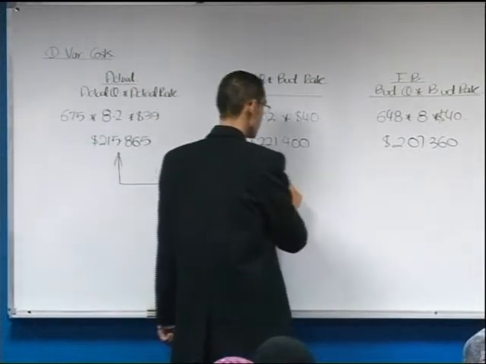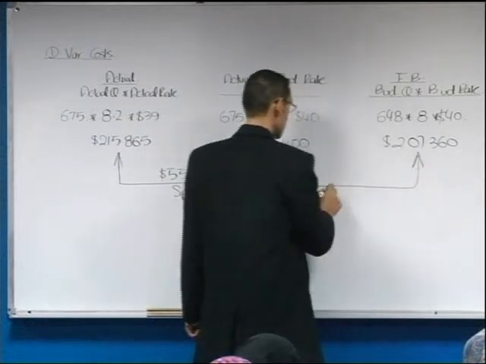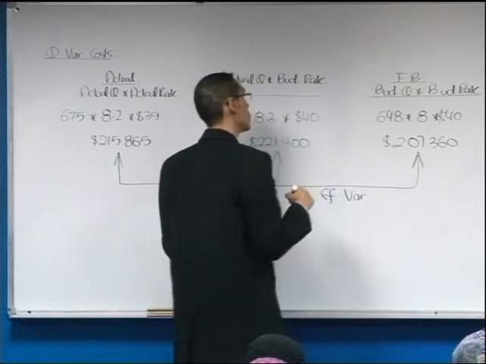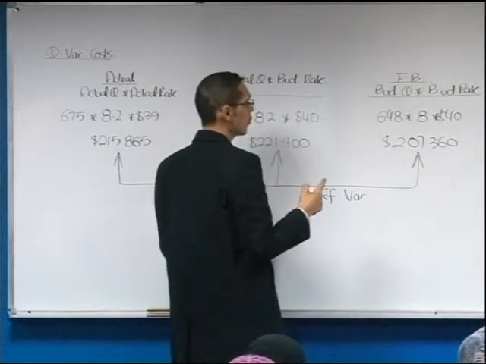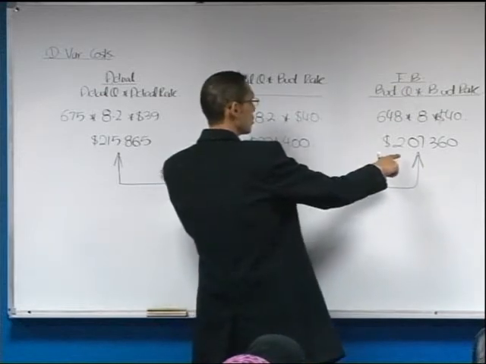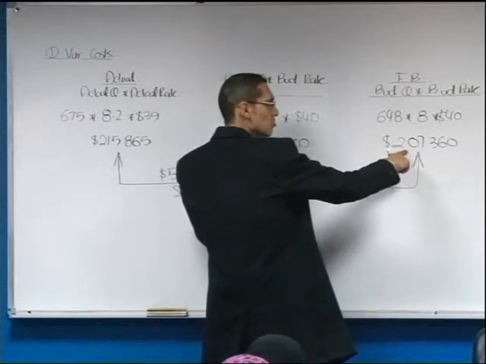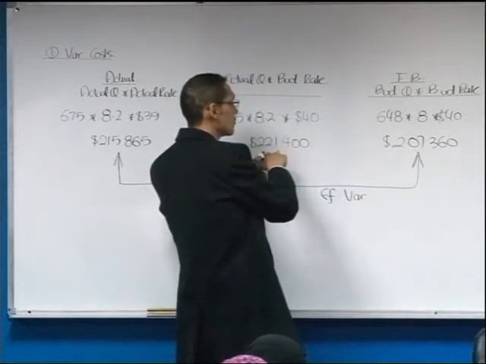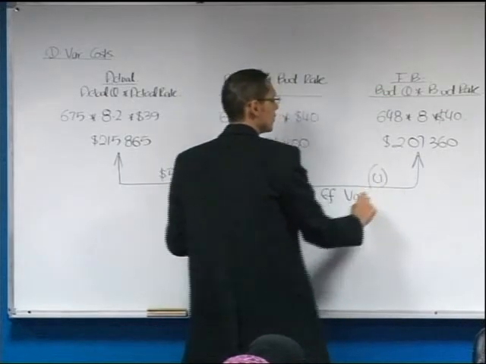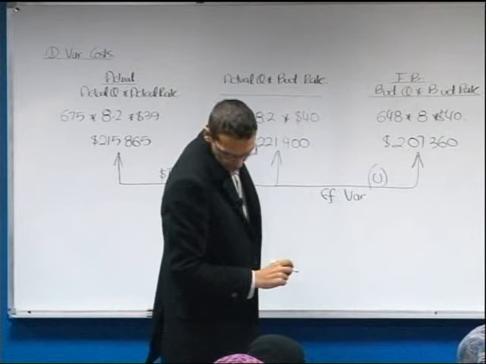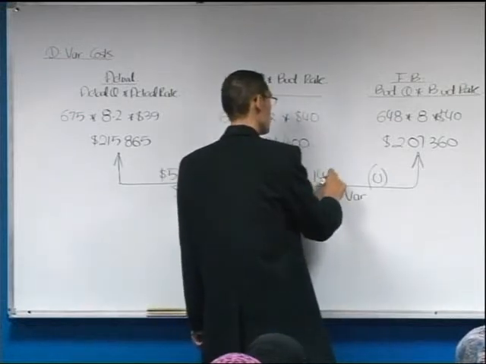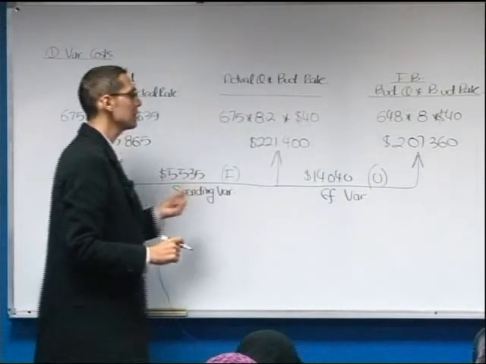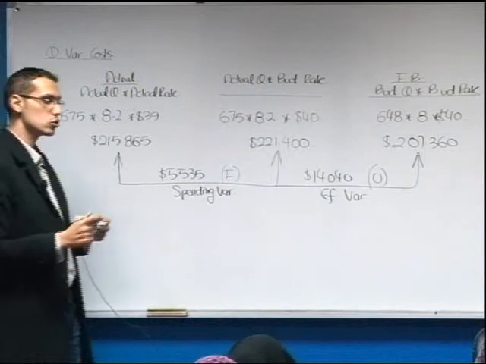And then the efficiency variance, which is the difference between the flexible budget and the second column. Therefore, as we can see here, we should have incurred only 207,000, but we have incurred more, 221,400. Therefore, this is an unfavorable variance by the amount of 14,040. Therefore, these are the spending and efficiency variances for the variable costs.